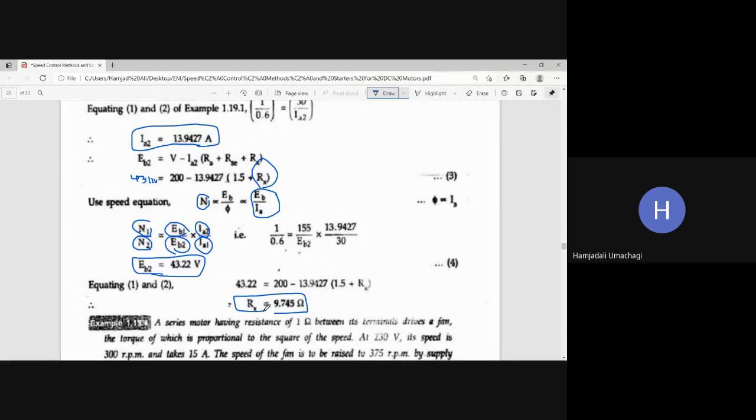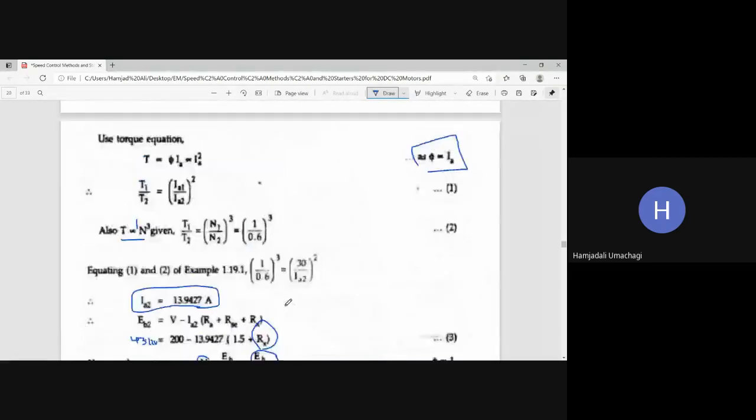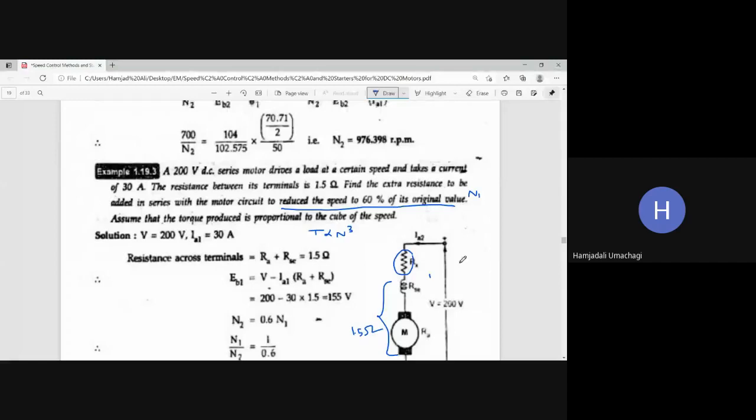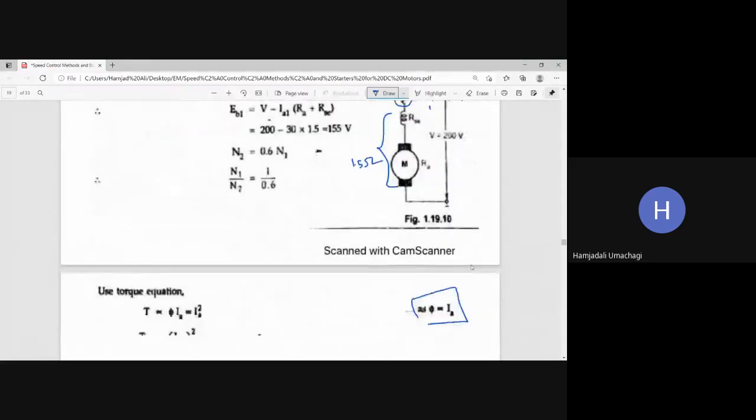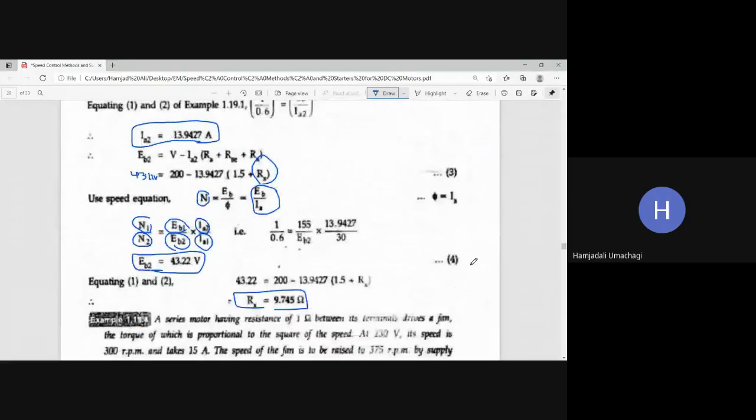60 RPM. If I want to bring that machine motor speed to 60 RPM, then the extra resistance added is of the value 9.745 ohms. Is it clear, all of you? So this value of Rx should be 9.745 ohms. It should be 9.745 ohms. Is it clear? Yes, sir.